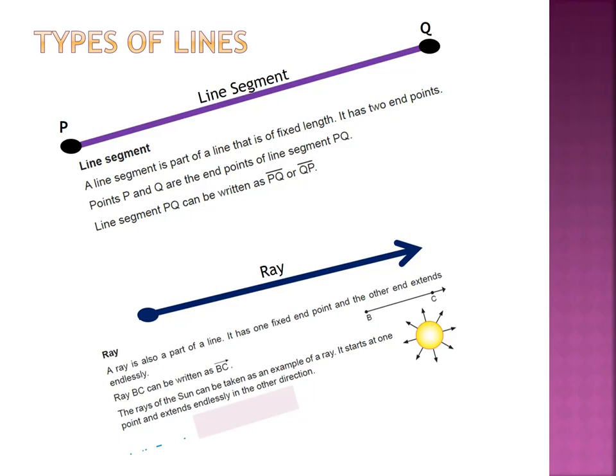The second type of line is ray. A ray is also a part of a line. It has one fixed end and the other end extends endlessly. The rays of the sun can be taken as an example of a ray. It starts at one point and extends endlessly in the other direction.